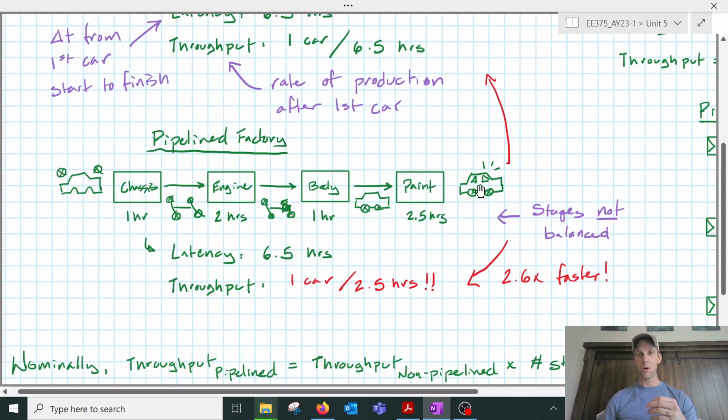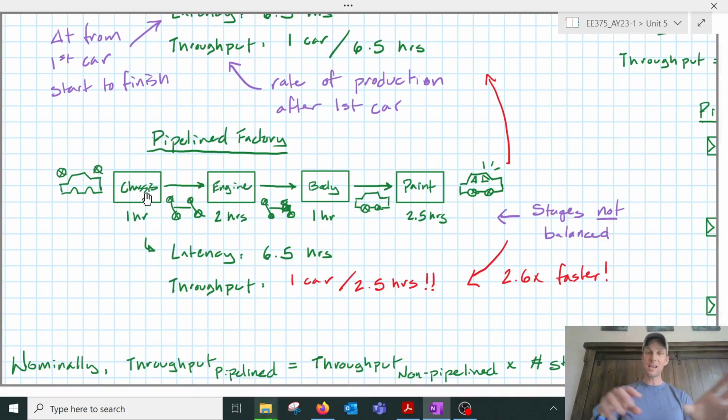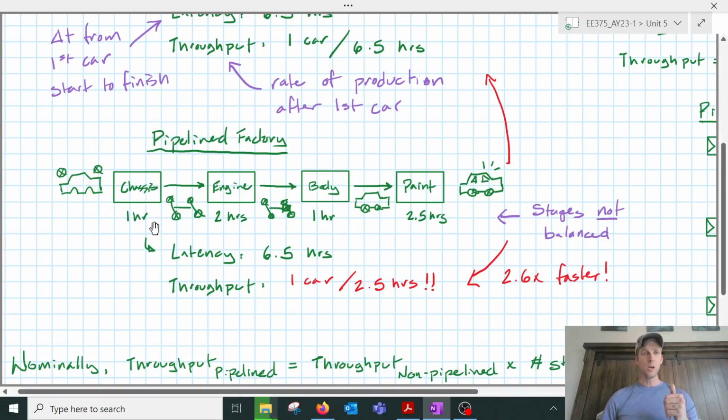There'll also be a car that would have just finished body work, a car that would have just had its engine put in, a car that would have just finished its chassis. And so each of these cars can move into the follow-on stage as it clears out. And this is a huge boon to production. So the latency in this case is still the same because I haven't done anything to affect the length of time each of these stages take. It still takes 6.5 hours for a single car to get through my whole pipeline.